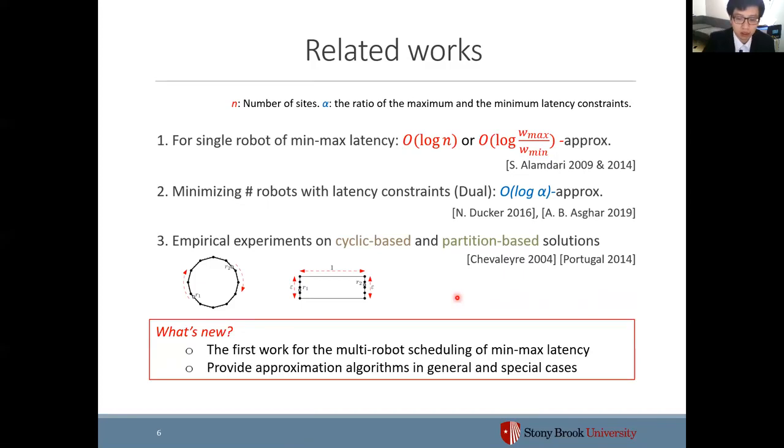In our work, we believe this is the first work for multi-robot scheduling with min-max latency. And we provide approximation algorithms for either general or special cases.